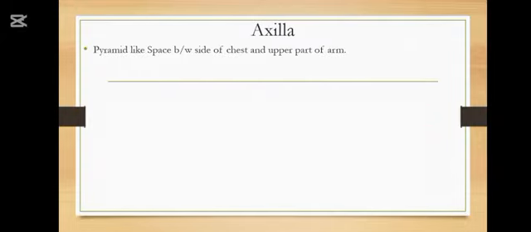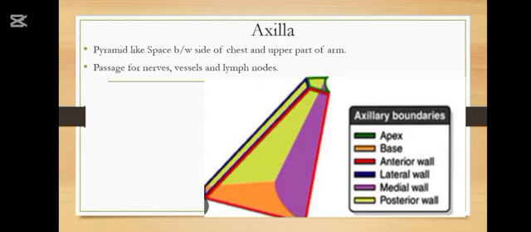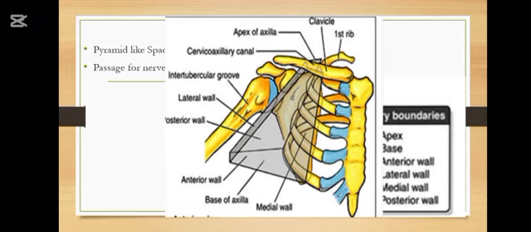First, we discuss what is axilla. Axilla is a pyramid-like space between the side of the chest and the upper part of the arm. It is the passage for nerves, vessels, and lymph nodes. In this diagram, you can see that axilla is pyramidal in shape. It has an apex, base, anterior wall, lateral wall, medial wall, and posterior wall. In this diagram, you can easily differentiate axilla in the chest region or pectoral region.